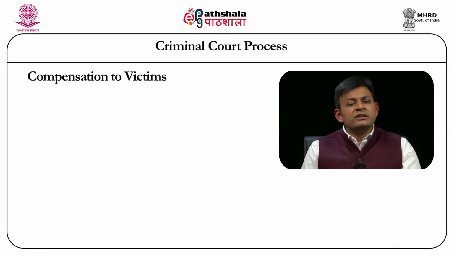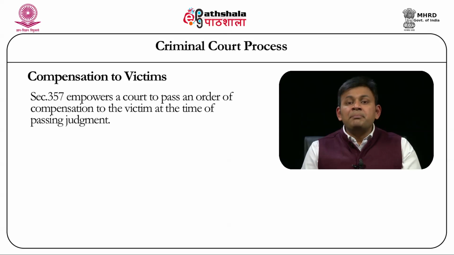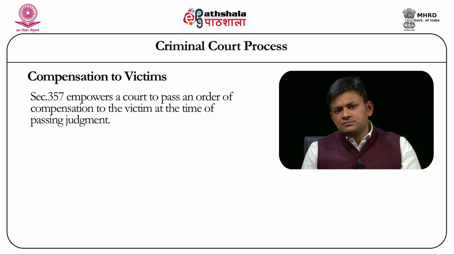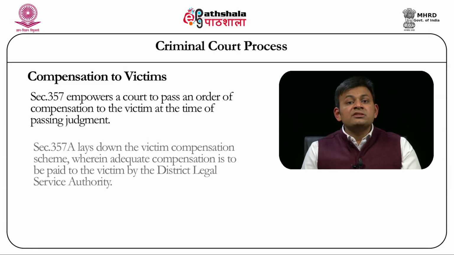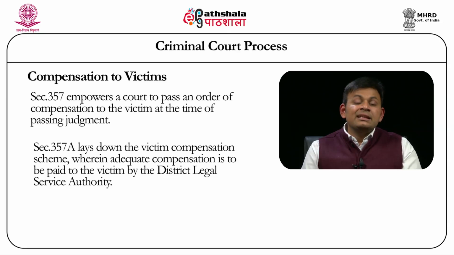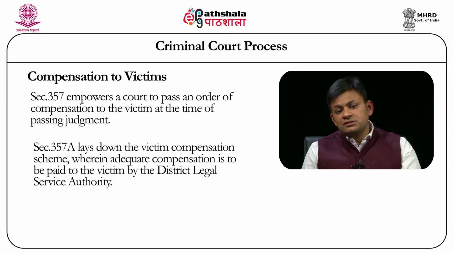Another important concept is compensation to victims of crime. Section 357 CRPC empowers a court to pass an order of compensation to the victim at the time of passing judgment. Further, section 357A CRPC lays down the victim compensation scheme, wherein adequate compensation is to be paid to the victim by the District Legal Service Authority.